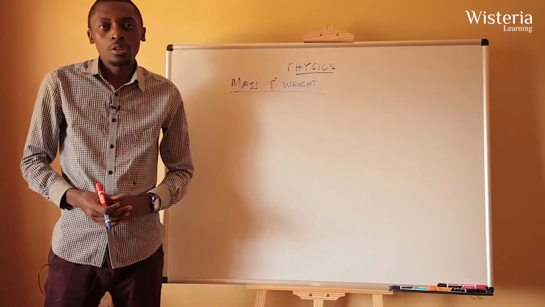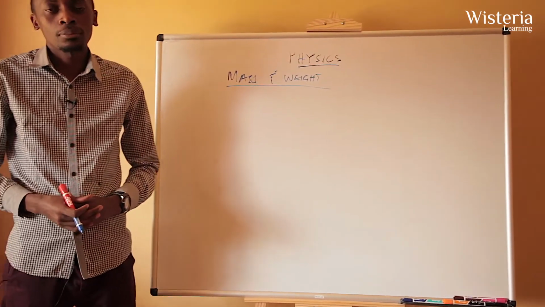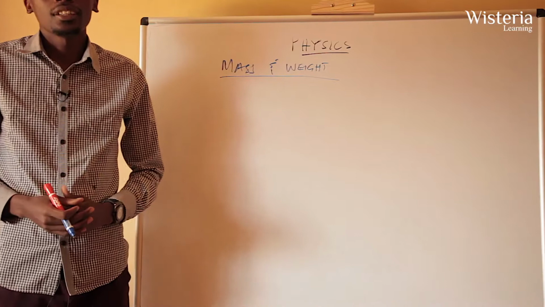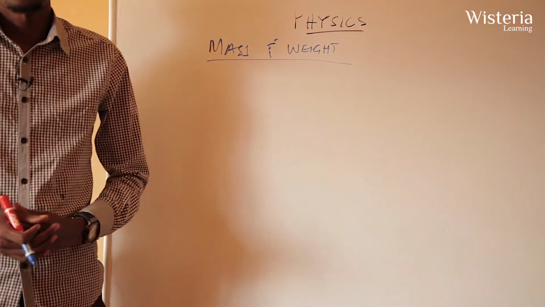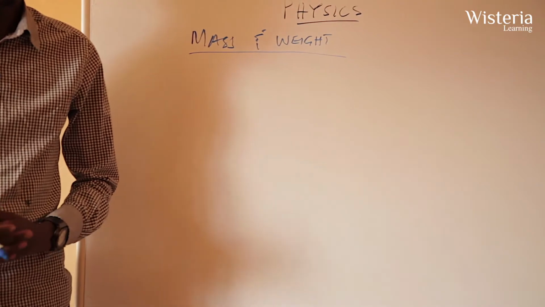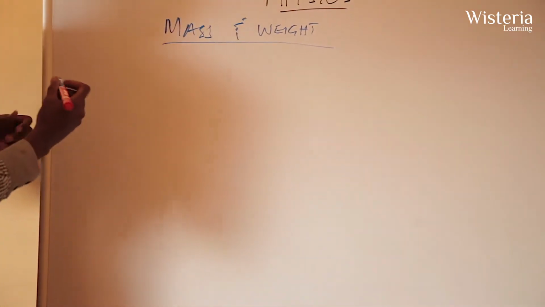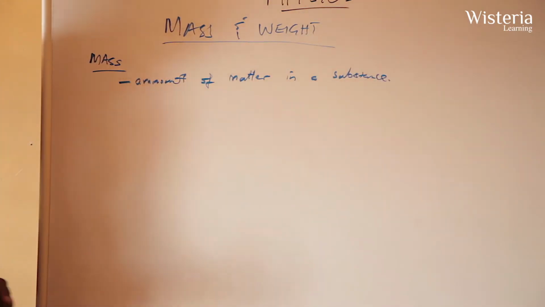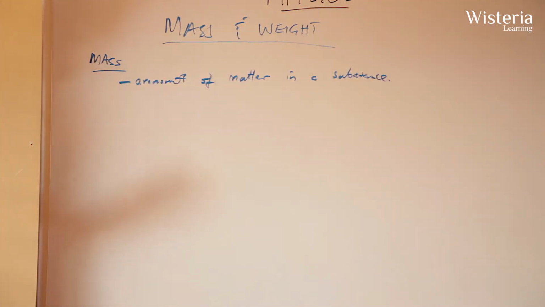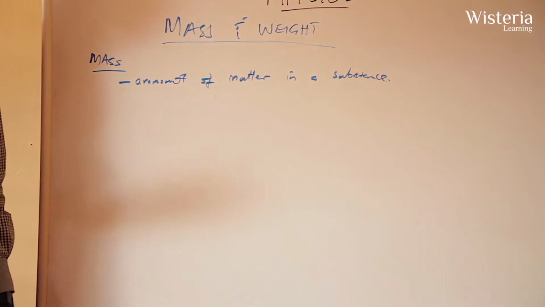So now we go straight into defining what mass is, and mass simply can be defined as the amount of matter in a substance. There we go. Mass is simply defined as the amount of matter in a substance.